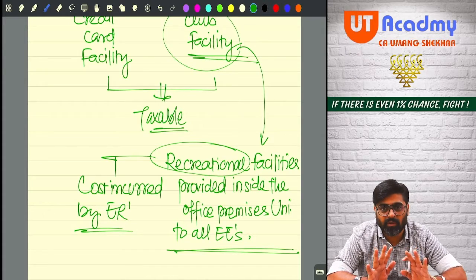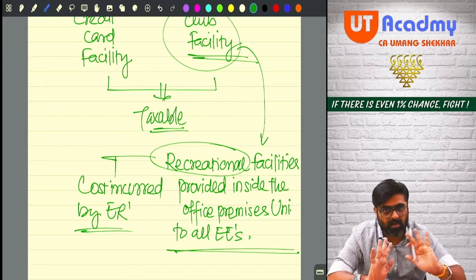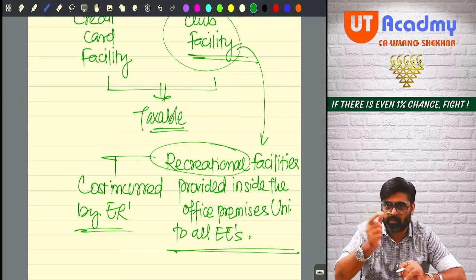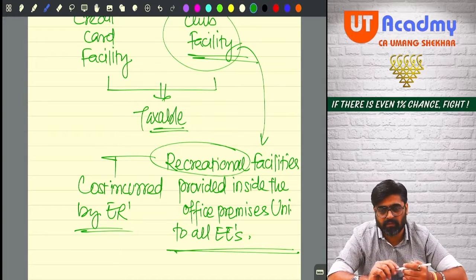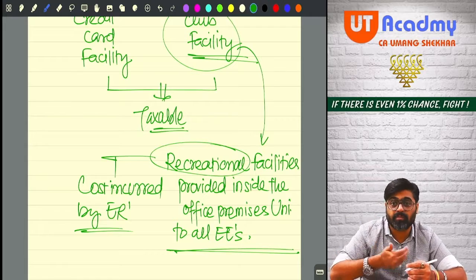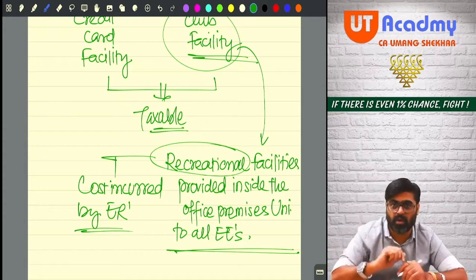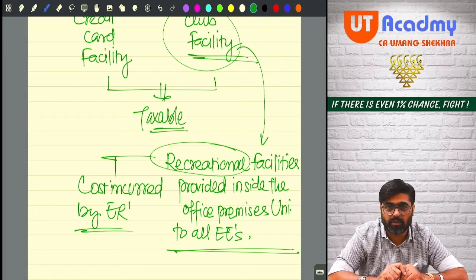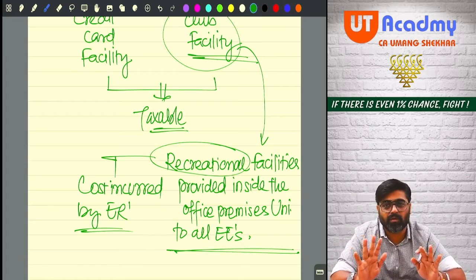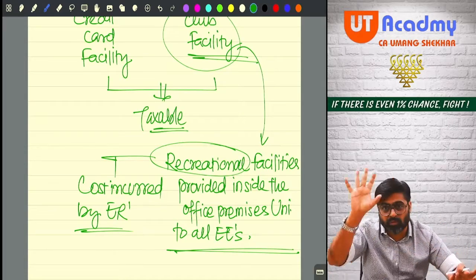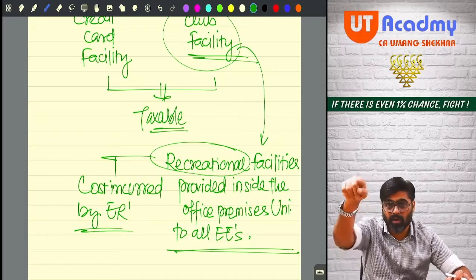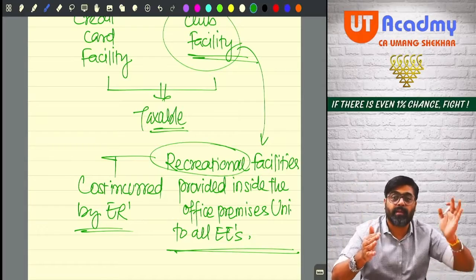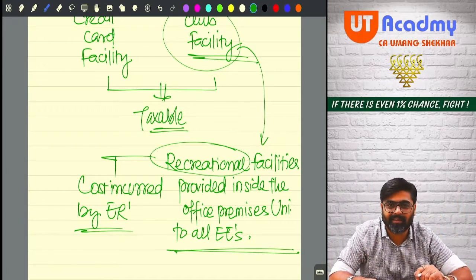Yes or no? So total benefit divided by number of employees cannot happen. The proportionate amount cannot be taxed. Then for each employee, we would have to check how much benefit each employee is taking out of this cost, which is impossible to determine: out of the total cost incurred by the employer on such a facility, how much benefit is happening to which employee.